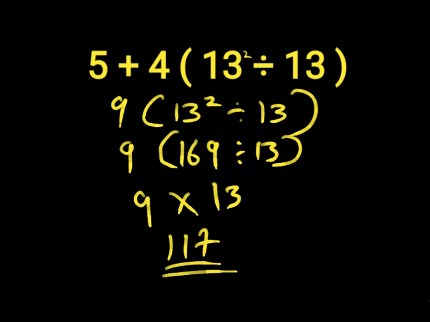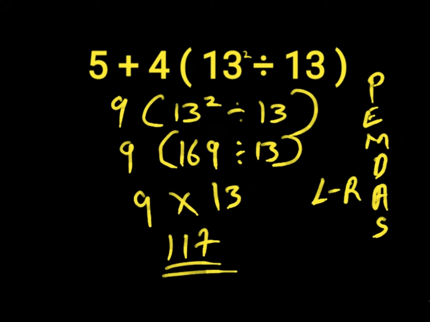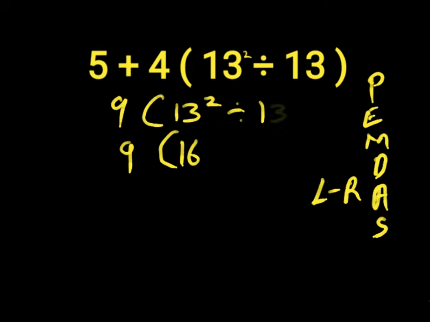117 is the wrong answer to this expression because we did not work with the order of operations, which is PEMDAS. In PEMDAS, we have parentheses, exponents, multiplication, division, addition, and subtraction. Multiplication and division have equal priority, as do addition and subtraction, working from left to right. In order to arrive at the correct answer, let's dive into the right answer to this expression.